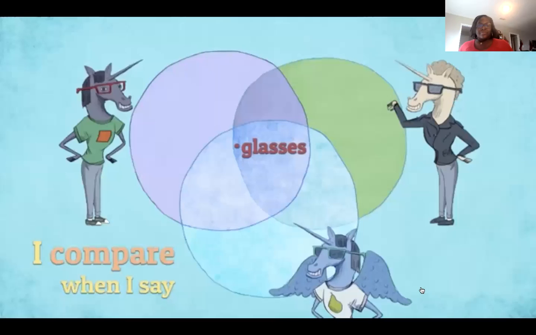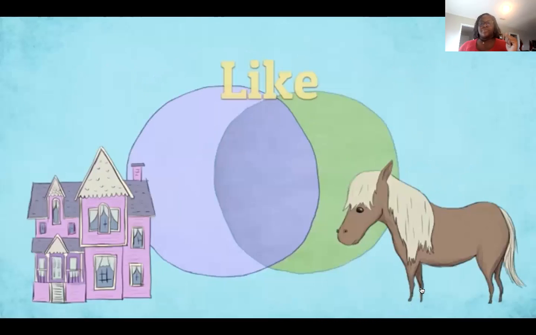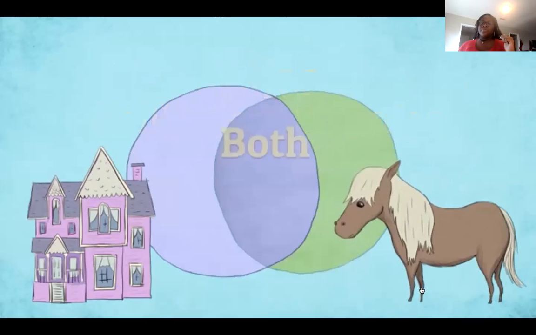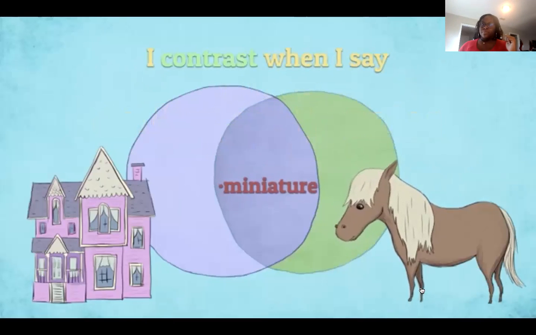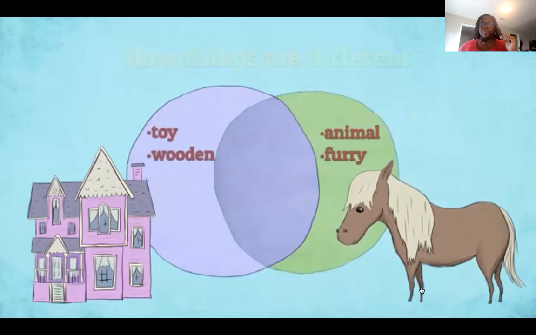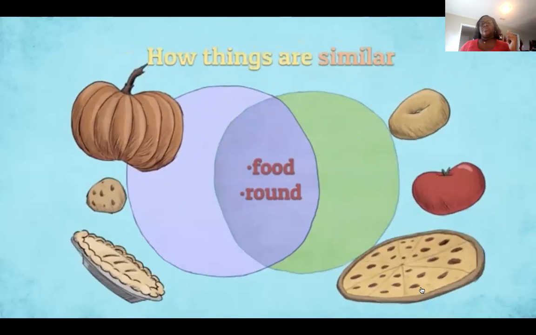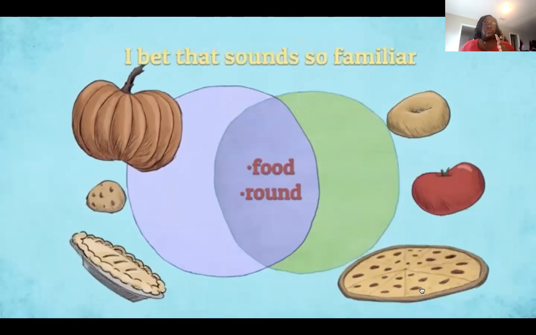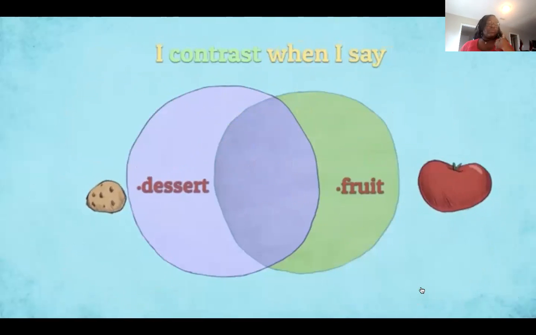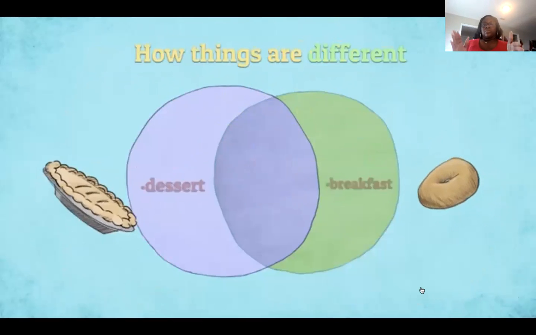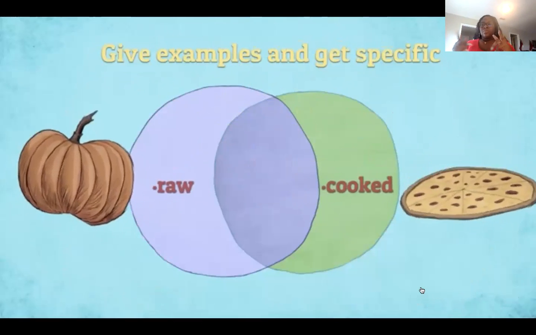I compare when I say how things are similar, like doll houses and ponies, both miniature. I contrast when I say how things are different, give examples and get specific. You get it?